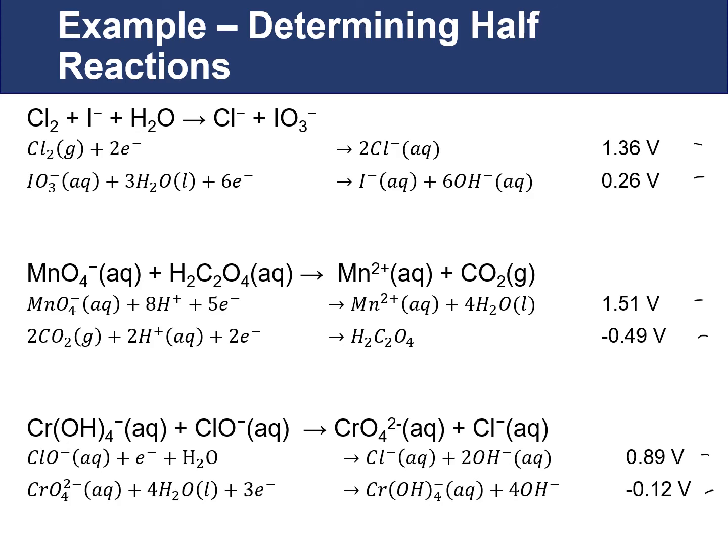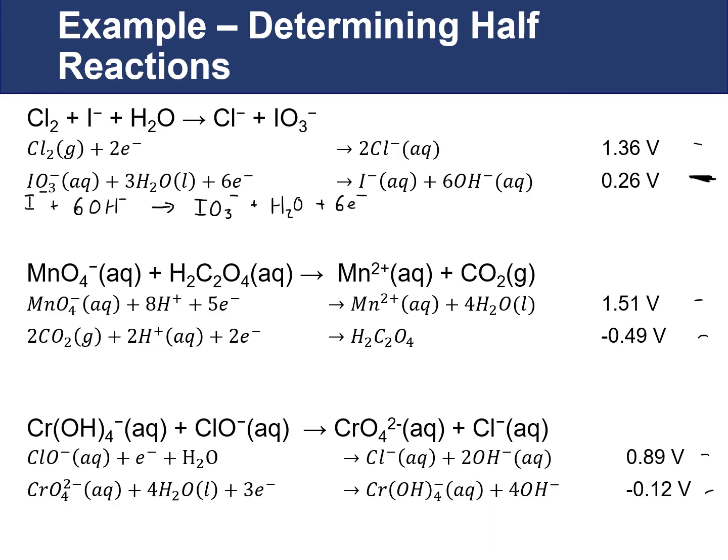So in order to add the two reactions together to get our overall reaction, in the case of our first set of half reactions, we would need to take our second reaction here and flip the reaction to convert it from being a reduction to being an oxidation. So that would give us I- plus 6OH- goes to give IO3- plus H2O plus 6 electrons.